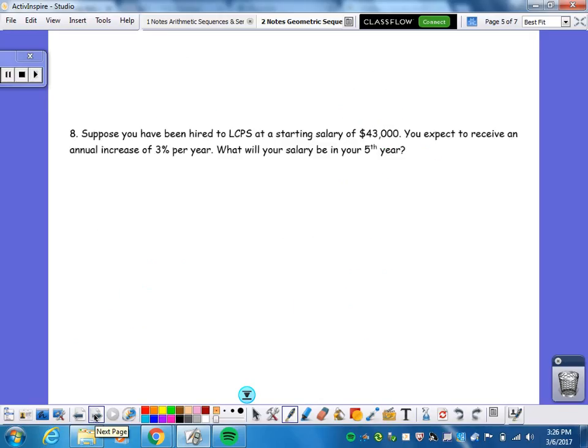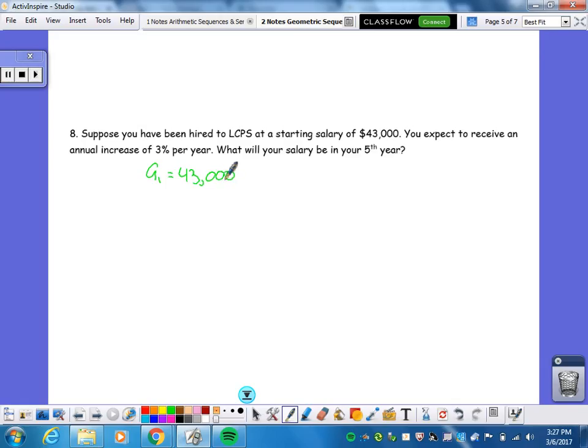Suppose you have been hired to LCPS at a starting salary of $43,000. You expect to receive an annual increase of 3% per year. What will your salary be in your 5th year? So, we're going to use the information that our annual salary increases 3% per year. So we know our starting salary A1 is going to be equal to $43,000.